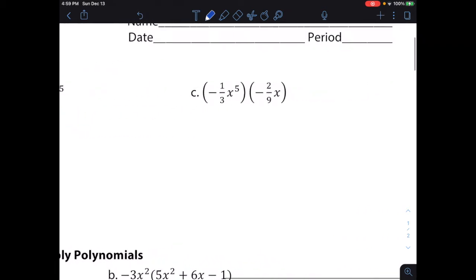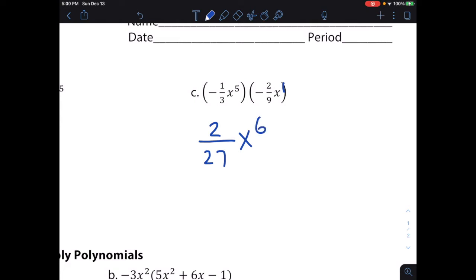All right, fractions, of course, they're going to throw a fraction at us. They're both negative. So the key thing here is whenever these two things are negative, we know our answer is going to be positive. So we have a positive answer, but when we multiply these, we're going to multiply the numerators. So 1 times 2 is 2. 3 times 9 is 27. And then we have an x to the fifth and an x to the 1, so that's x to the sixth.